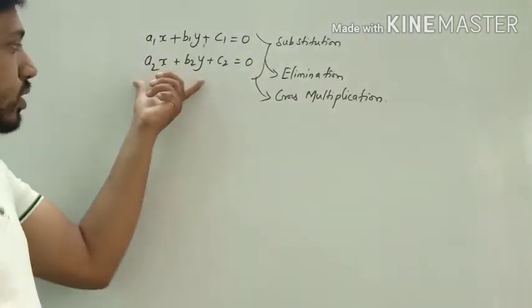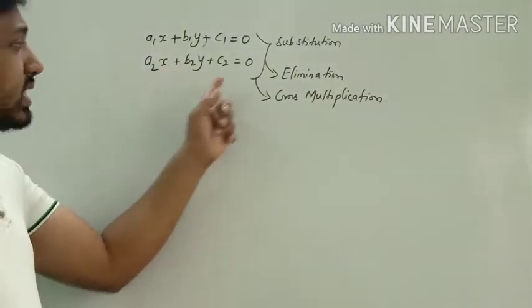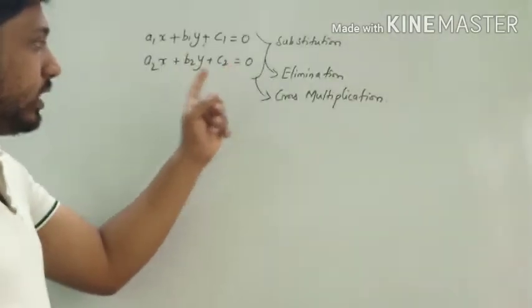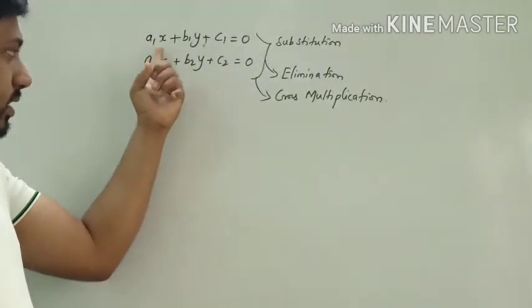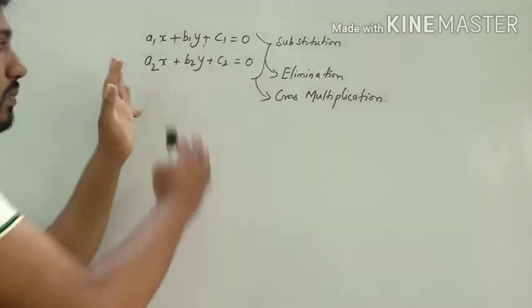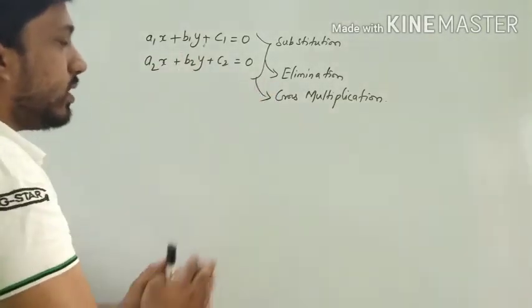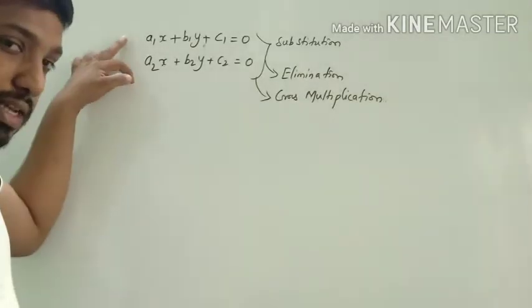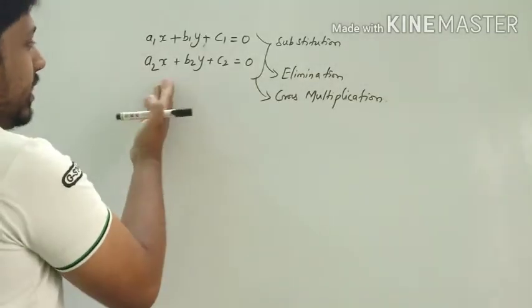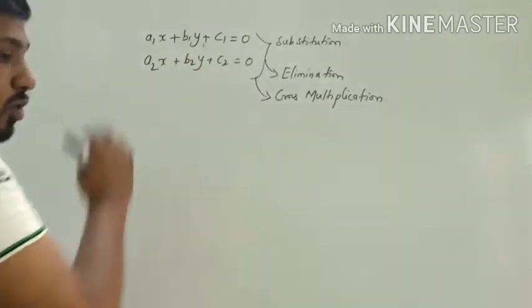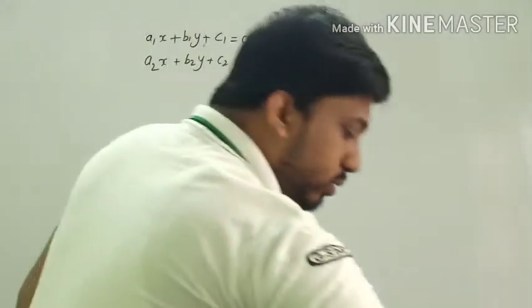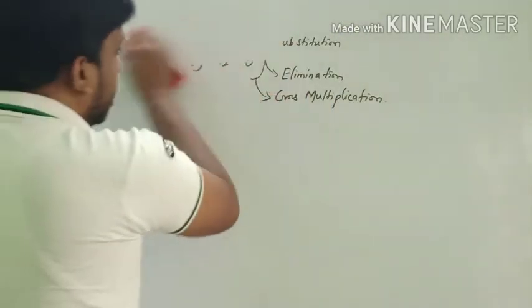Whenever this pair of linear equations is given, substitution method is the thing where we take one variable, either x or y, and substitute it in the second equation. Whereas in the elimination method, among the two linear equations, we are going to eliminate x or y, and the remaining one we are going to find out. Let us go directly to the problem so that you can understand.